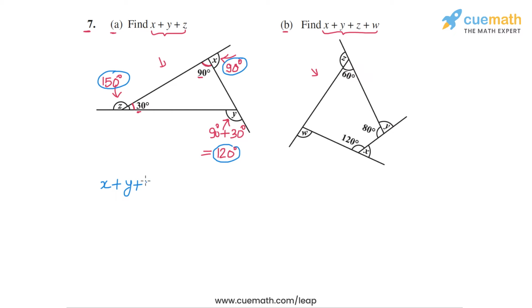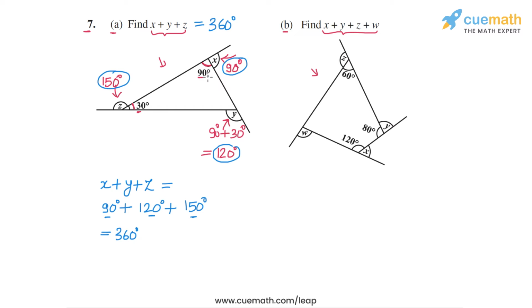x plus y plus z will be equal to 90 degrees, plus y is 120 degrees, plus z is 150 degrees. So 90 plus 120 is 210, and that plus 150 is 360 degrees. So we get the sum as 360 degrees. This is the answer for part A.